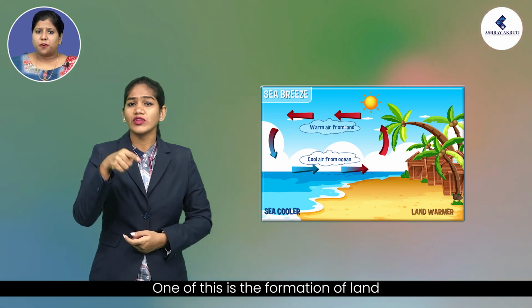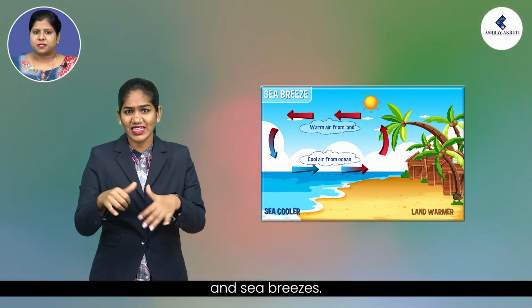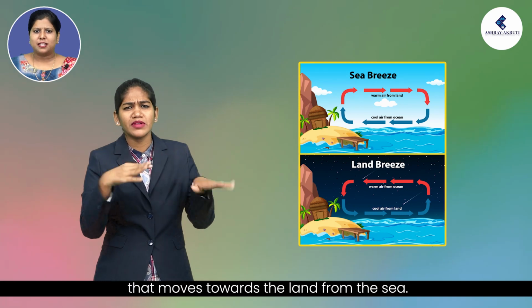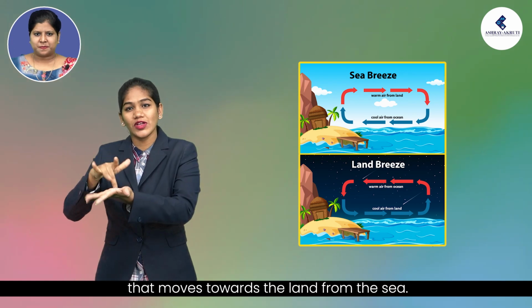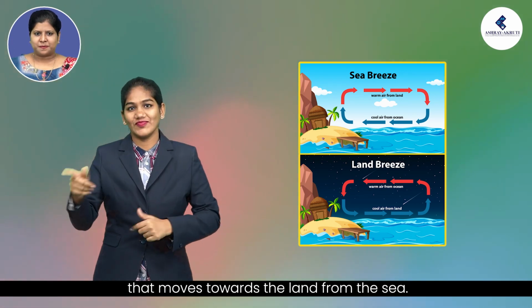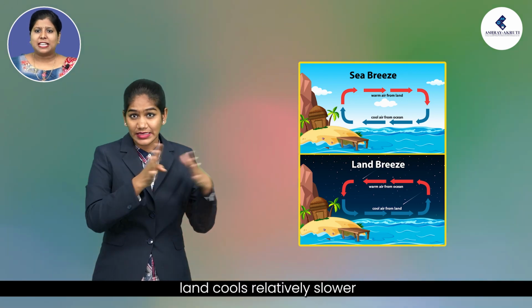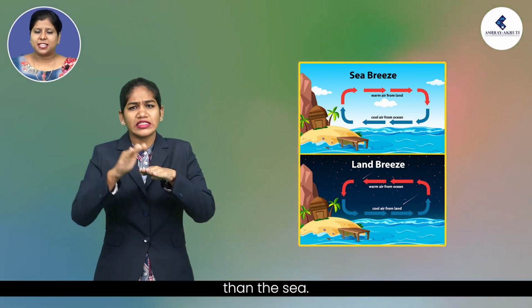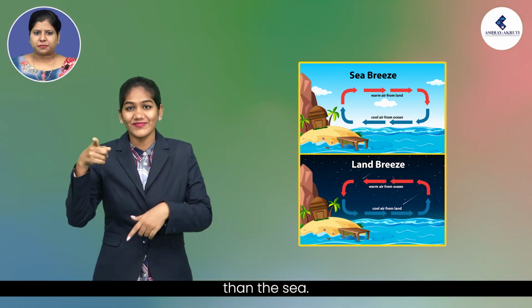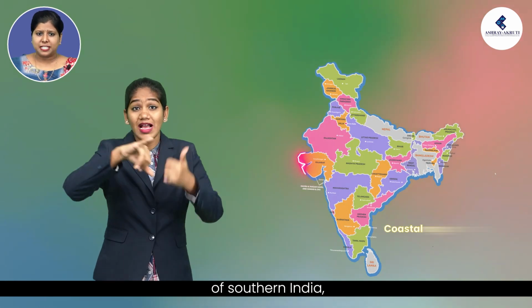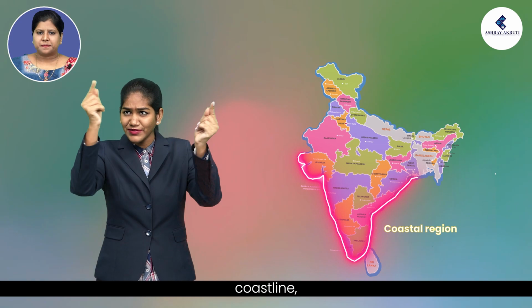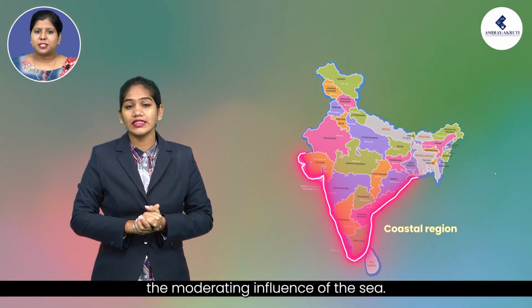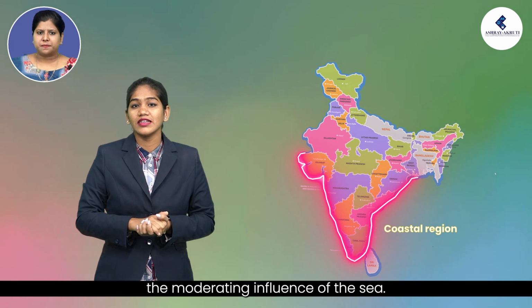One of these is the formation of land and sea breezes. The sea breeze is a breeze that moves towards the land from the sea. During the sea breeze, land cools relatively slower than the sea. A large part of southern India, because of its long coastline, comes under the moderating influence of the sea.